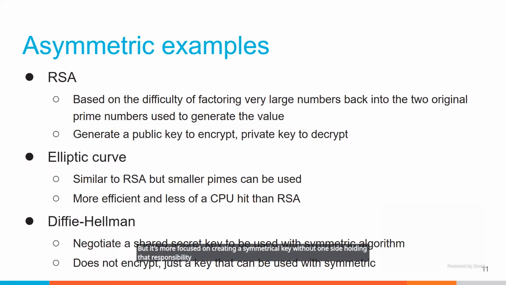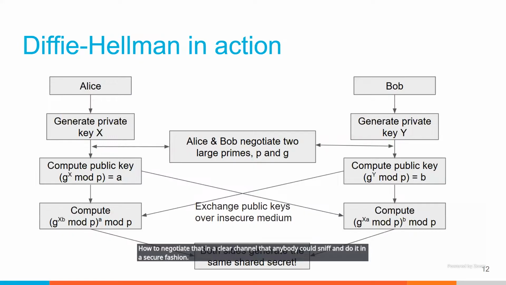In other words, the beauty that Diffie-Hellman defines is that rather than having one person figure out what symmetrical key we should use and send it to the person on the other side, it shows how to negotiate that in a clear channel that anybody could sniff and do it in a secure fashion. Here's an example of that.